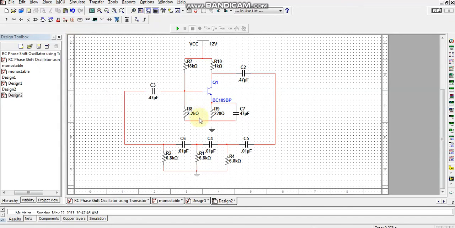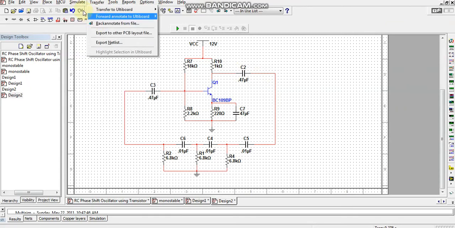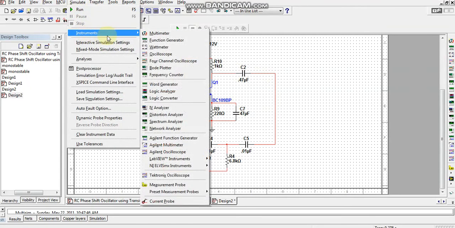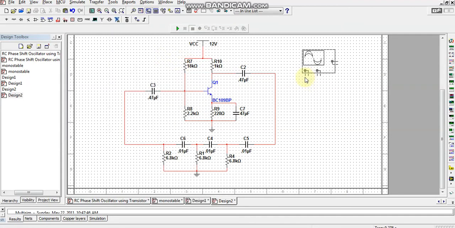And I need a junction to be present here. Then only you can have more than two connections. So I have done this. I'm ready with the circuit. Just add a measuring instrument to note down the output. You need an oscilloscope. Place this oscilloscope here, and you can observe the output at this point. And the circuit is ready. Now we can simulate it.